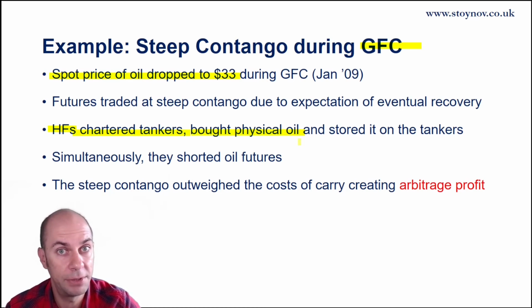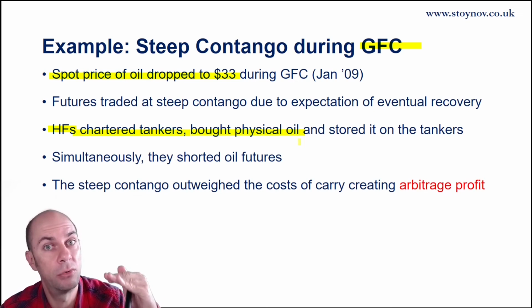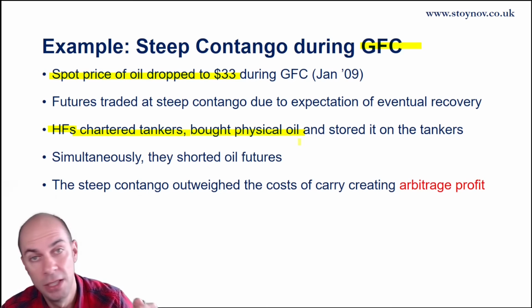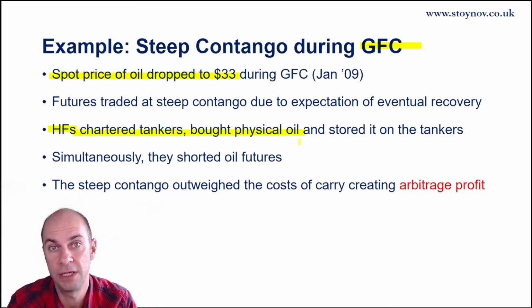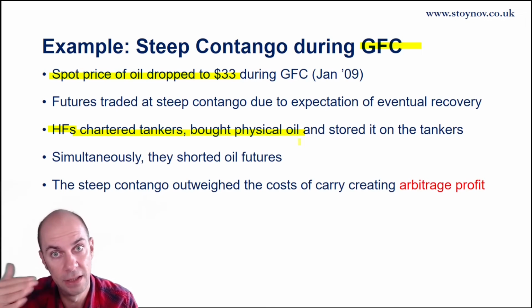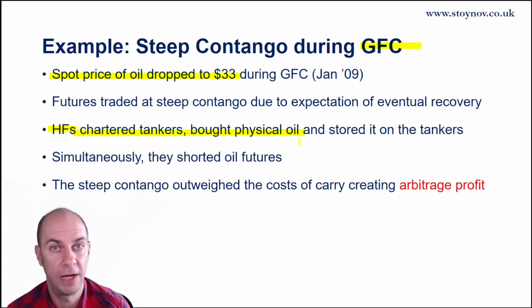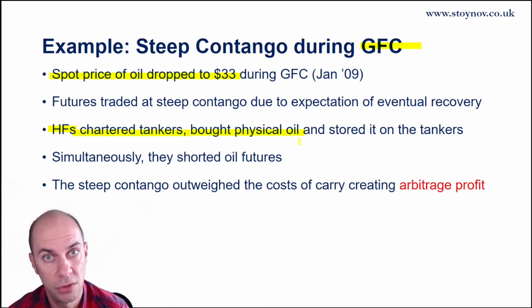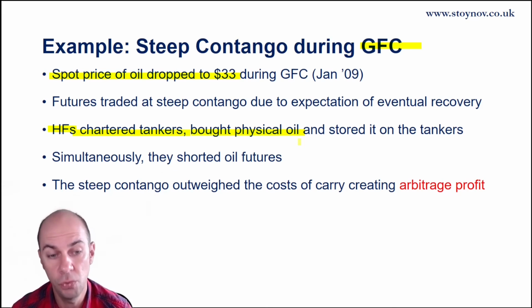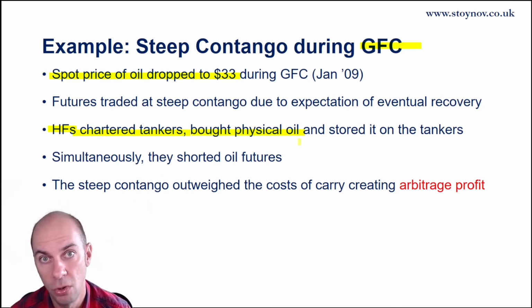Why would they do that? Because remember, the contango curve was very, very steep. So they were holding the physical oil, waiting to be able to sell it via the expensive futures contract in the future. And the arbitrage worked because the profits that they would make from the sale of the oil would outweigh the cost of borrowing and the cost of storing the oil.